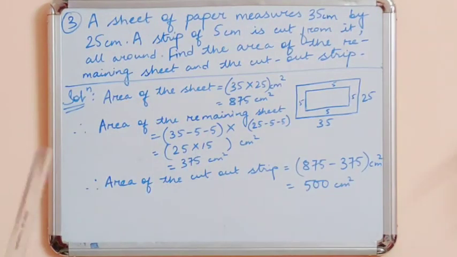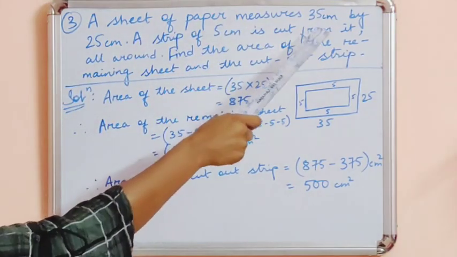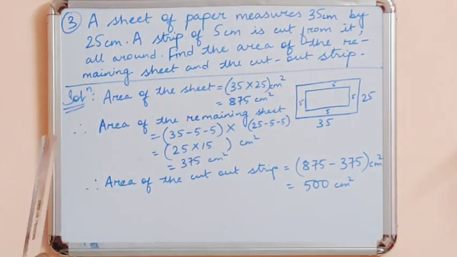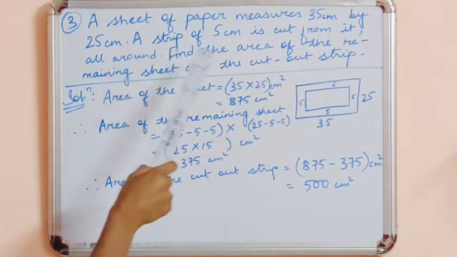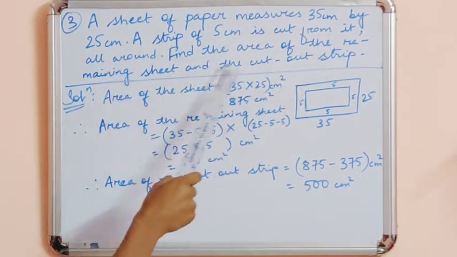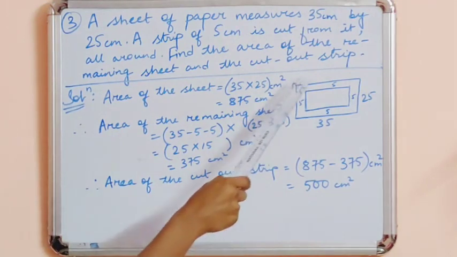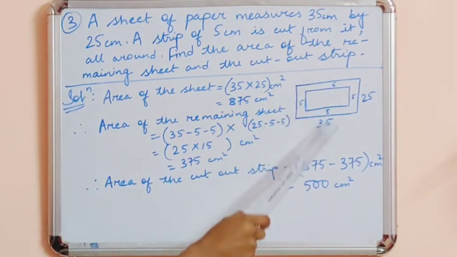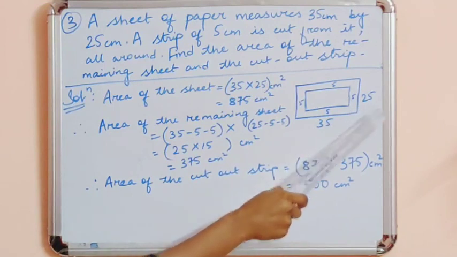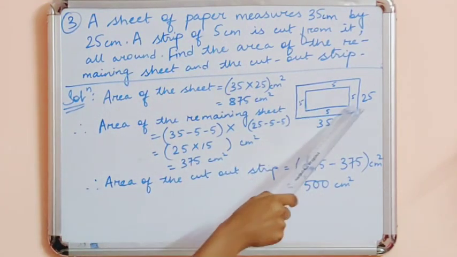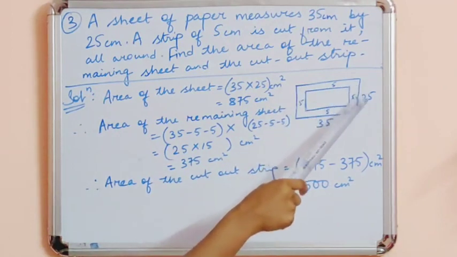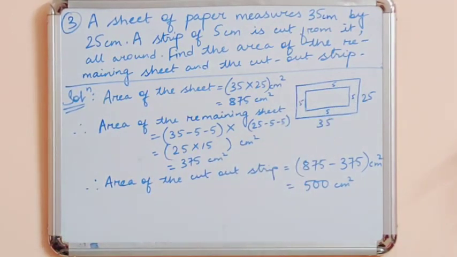Now our next question is, a sheet of paper measures 35 cm by 25 cm. A strip of 5 cm is cut from it all around. Find the area of the remaining sheet and the cutout strip. Suppose you have a rectangular sheet of paper with dimensions 35 by 25. Now we have to cut a strip of 5 cm from all the sides. So the diagram will be something like this.